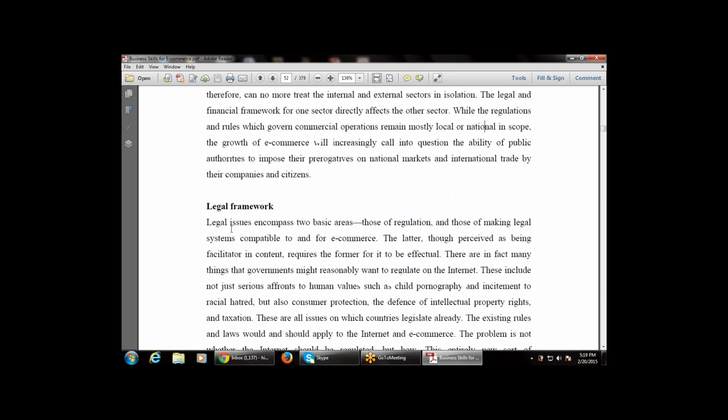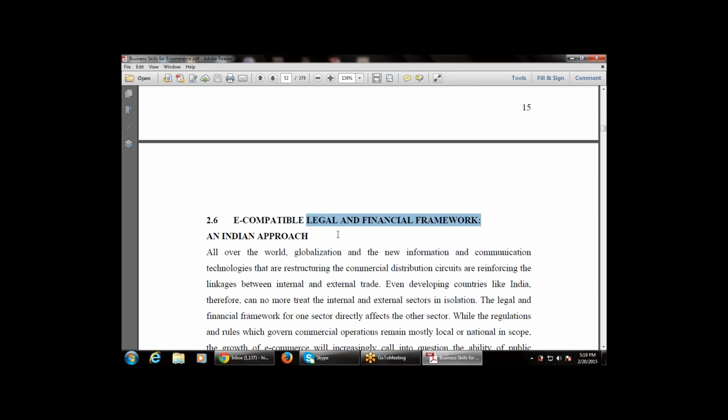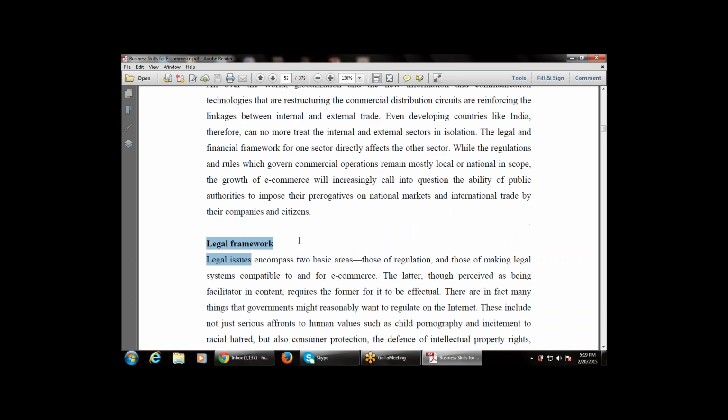So this is an Indian approach, right? Now, what is a legal framework? What are the legal issues? This is the financial and legal framework. What are the legal issues that directly affect another sector, where there is a proper connection between one sector and another sector? That is a legal framework.